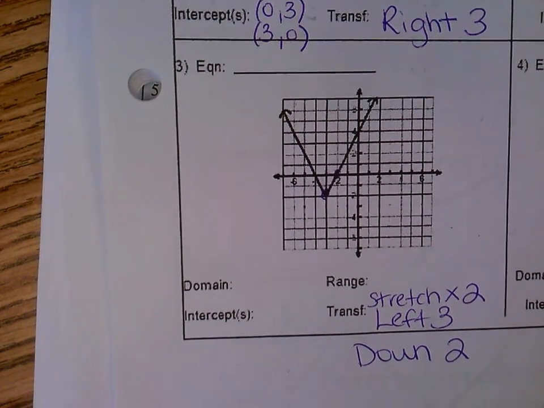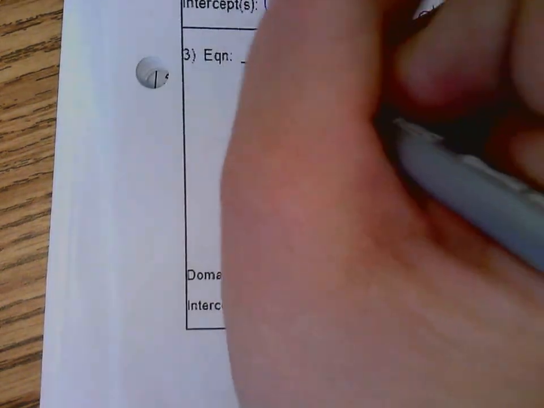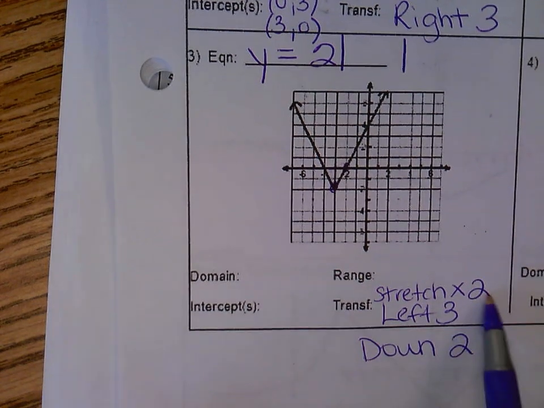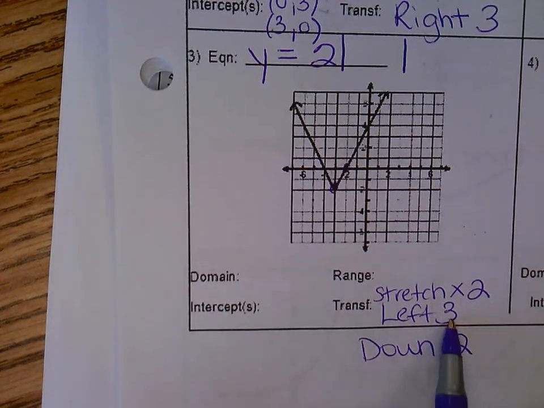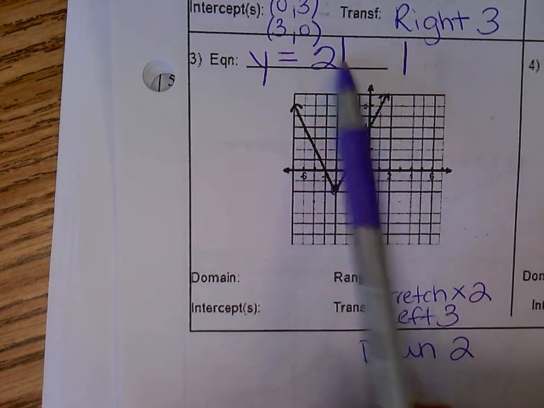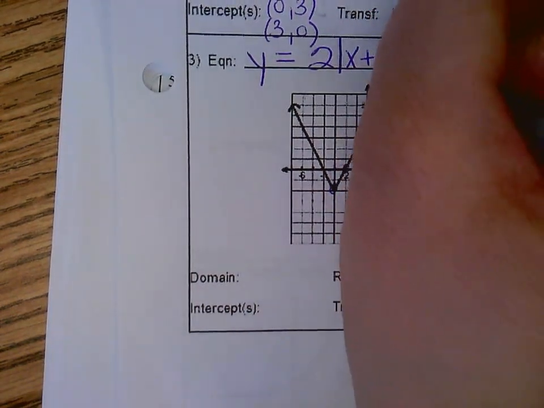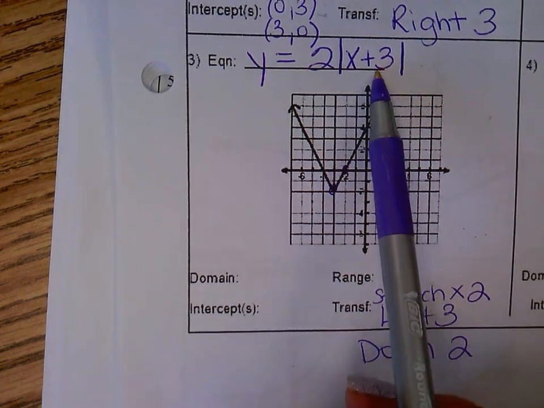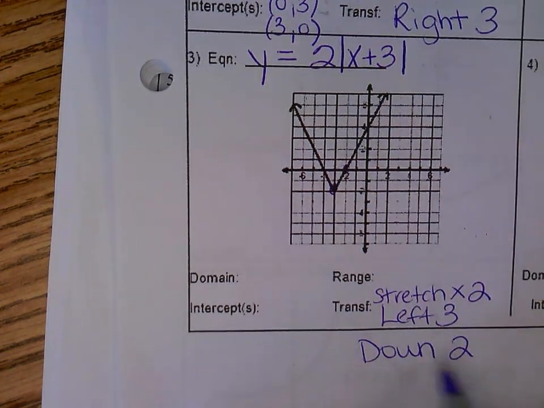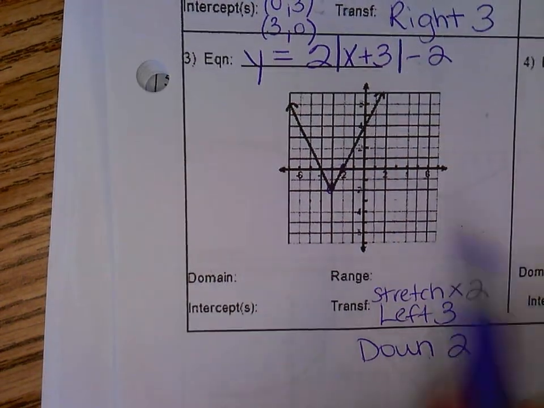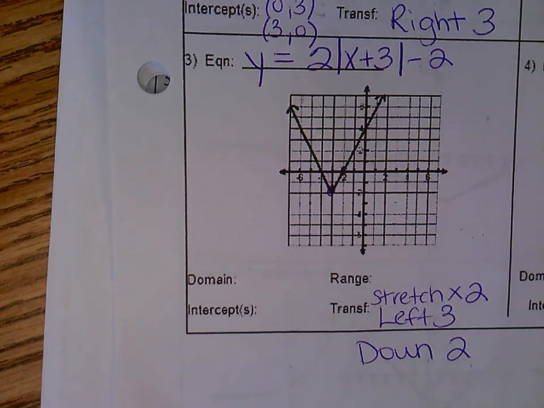So y equals, I need to put the 2 out front, because that's going to stretch me times 2. How do I go left 3? What do I put inside this to go left 3? A plus, right? Because it's opposite. Plus 3 actually goes to the left. And then to go down 2, what do I put outside? -2. So if you can do that type of problem, you've just done the hardest question on the quiz. 3 transformation rules off of 1 graph. That's as hard as it would get.